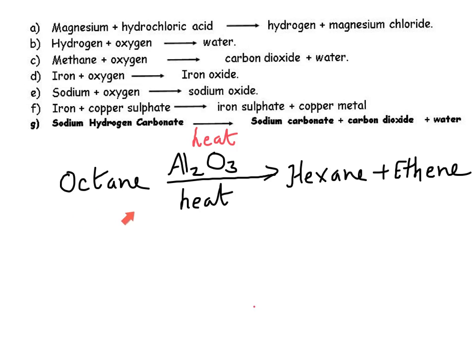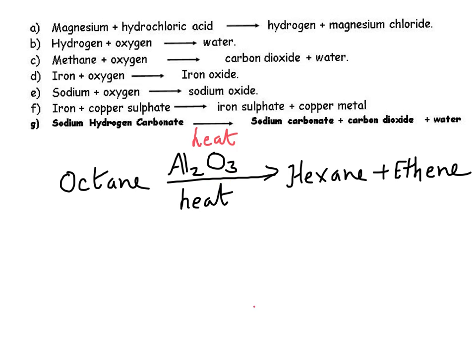Here is another example of what you can write above or below the arrow. What's given here is again reaction conditions. Aluminum oxide is a catalyst in this reaction where octane is cracked to produce hexane and ethene. This reaction is called a cracking reaction. You will learn it when you learn about oils, crude oil and its uses.